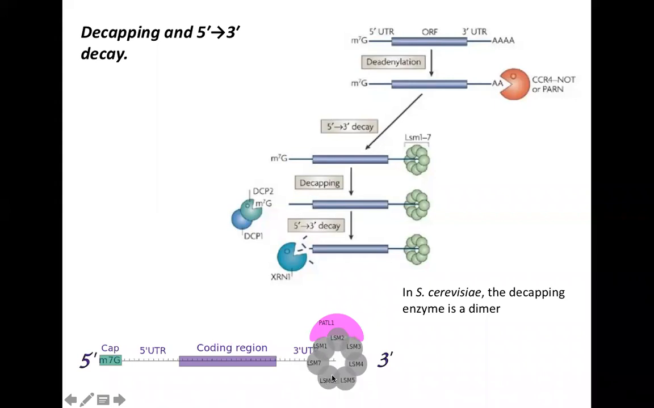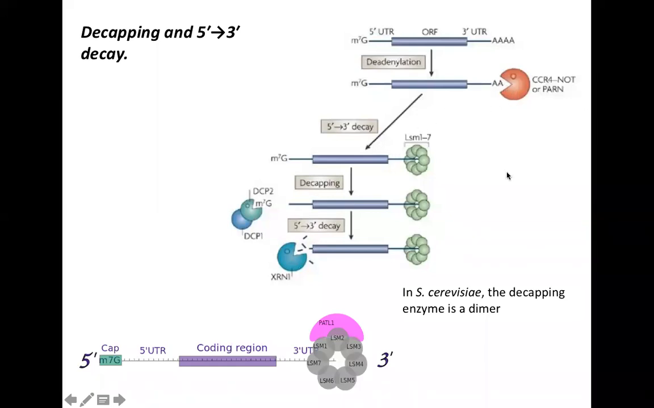This complex of LSM proteins binds to the 3' UTR, and this recruits an mRNA decay factor, which is known as PAT-L1. A decay factor is a protein which is involved in mRNA decay. That would trigger mRNA decay, but it would trigger decay at the 5' end rather than initiating at the 3' end.